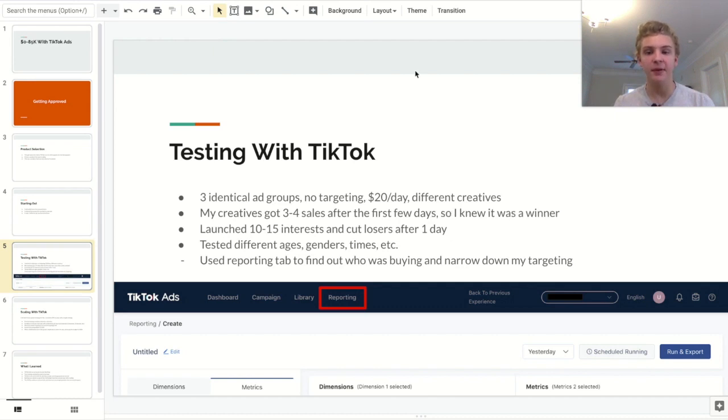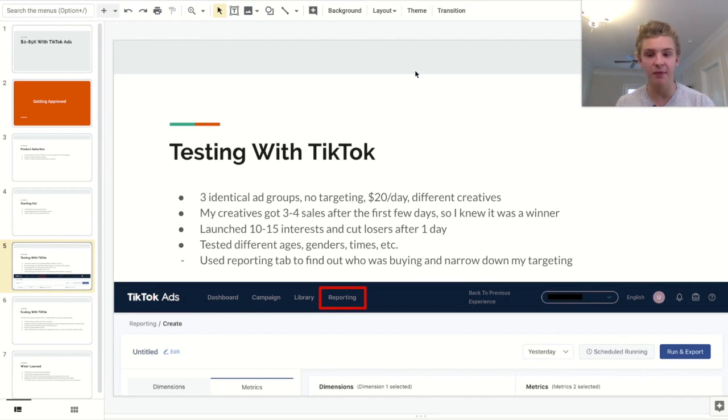So after a couple of days, my creatives were already getting sales, and considering I hadn't even touched the targeting and my website and my ads were both not really that great, I just threw the store together. I mean, I kind of figured it was worth a test, but I didn't think it would end up blowing up. But anyway, they got some sales in the first couple of days, and I kind of had a hunch that this was going to be a winner.